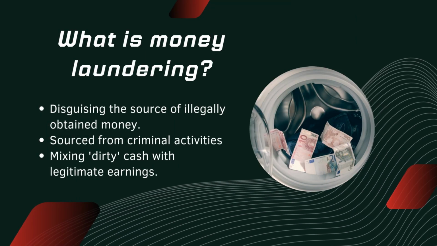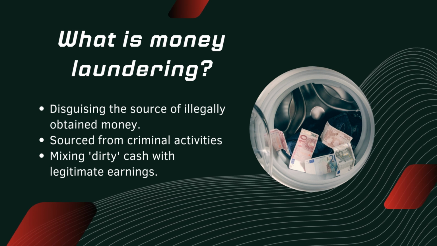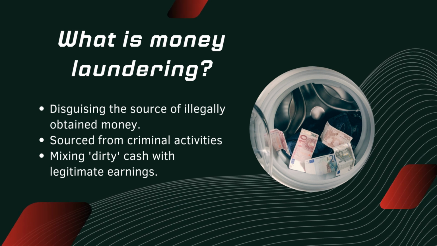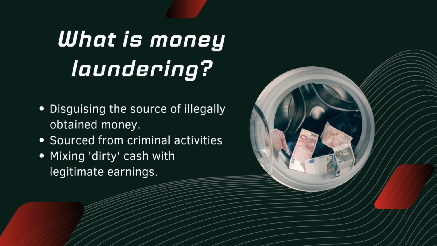But before we start, let's define money laundering. Money laundering is the process of disguising the source of illegally obtained money. Criminals engage in activities like drug trafficking, terrorism, tax evasion, fraud, theft, and embezzlement. They take this dirty money and mix it with the legitimate earnings by channeling it through a business. This process allows them to introduce the money back into the economy while making it difficult for law enforcement to trace back to them. Now, let's talk about the 3 stages of money laundering: placement, layering, and integration.